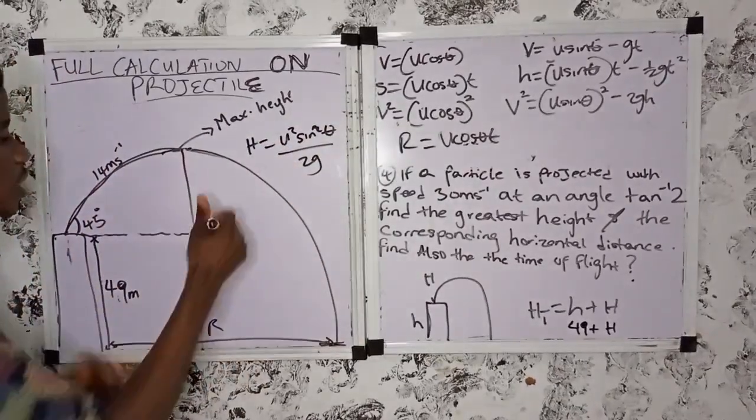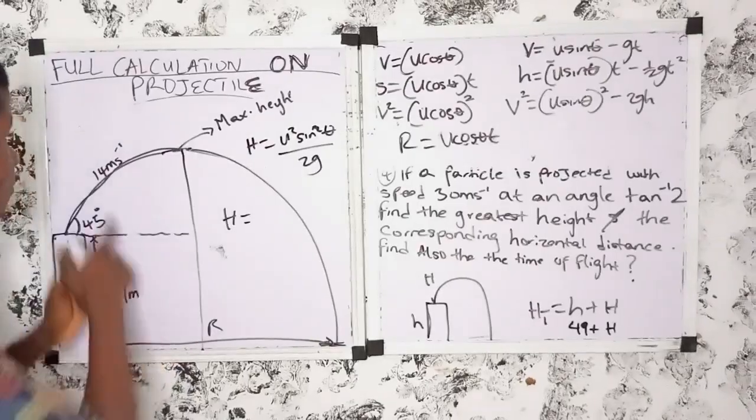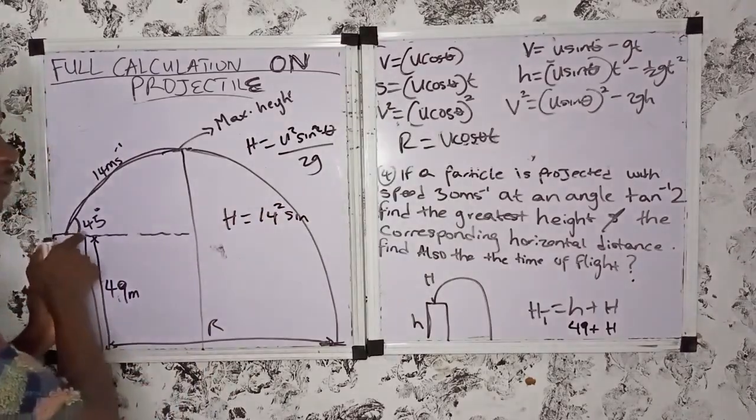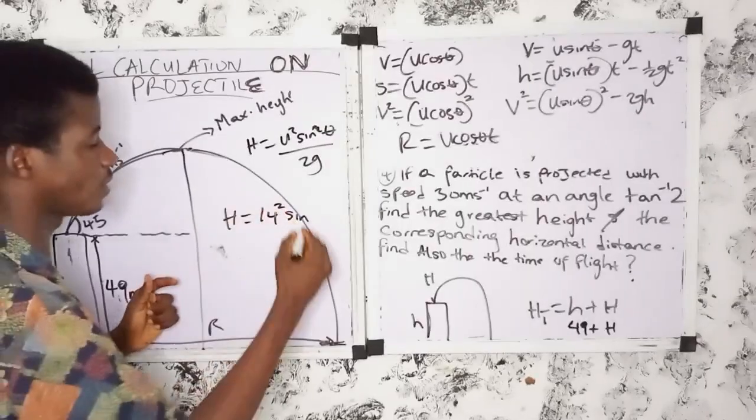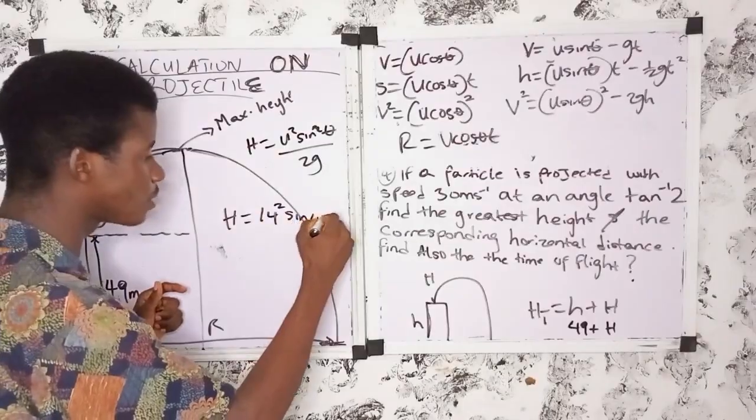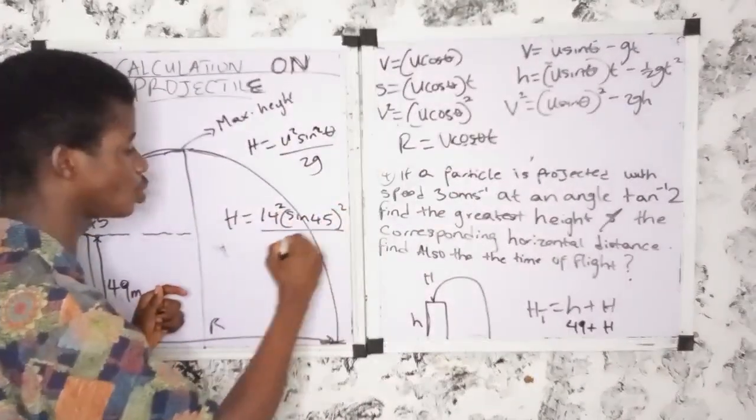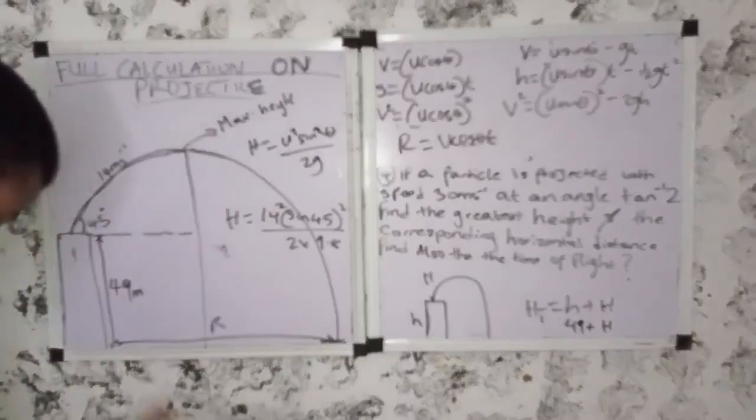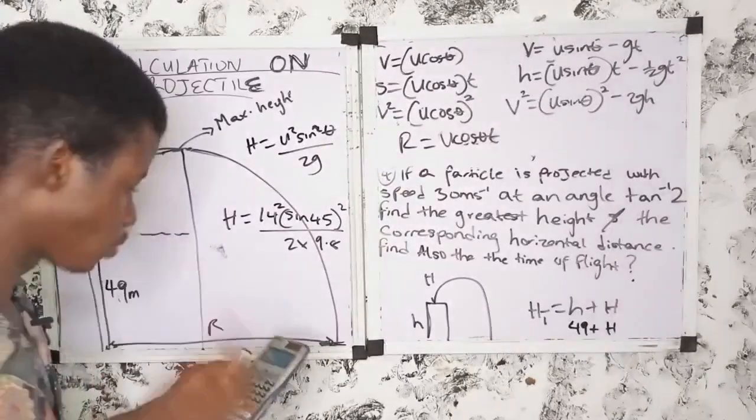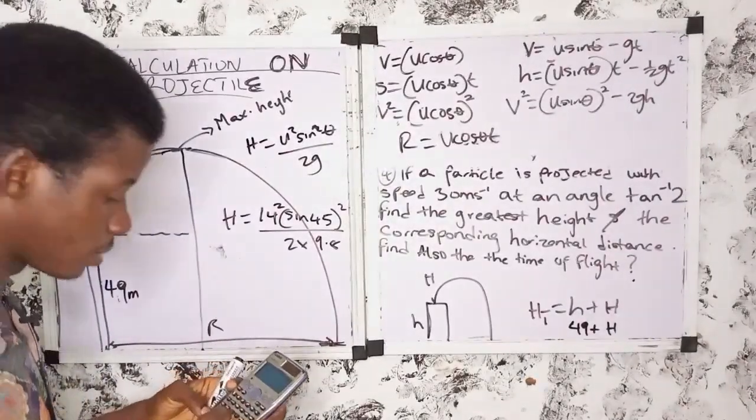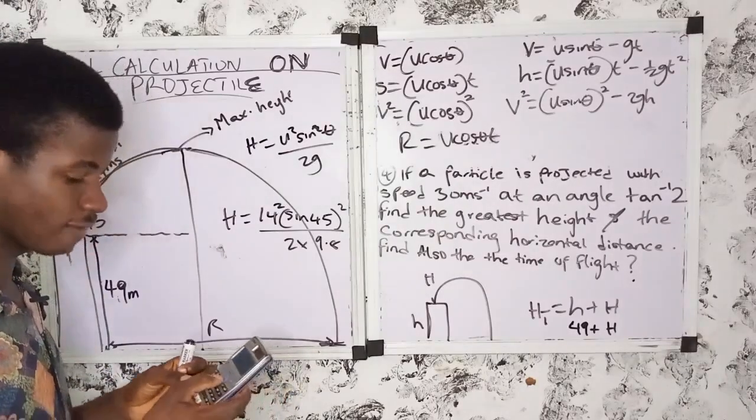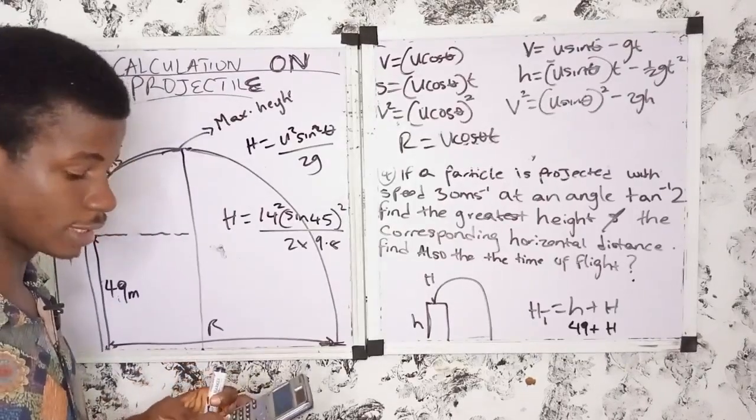So what is our velocity? Our velocity is 14, right? So 14 all squared, then sine 45, all squared, divided by 2 times 9.8. G is 9.8. So let's look at our H first. Now 14 squared, times bracket open, sine 45, bracket close, all squared, then divided by 2 times 9.8.